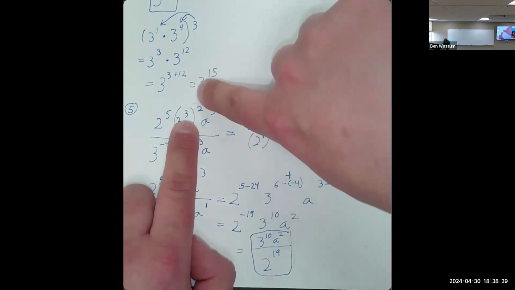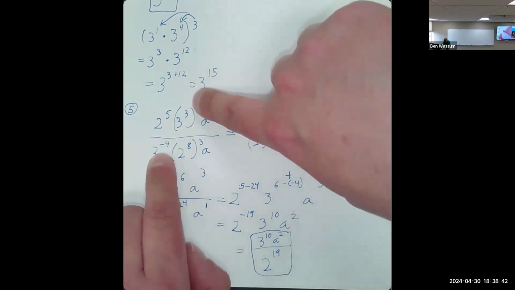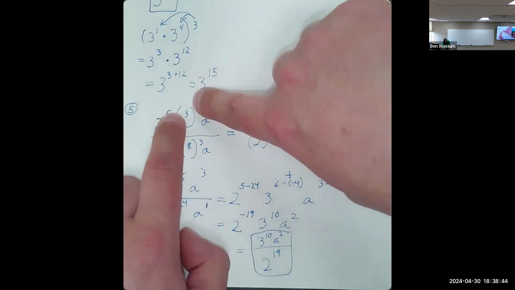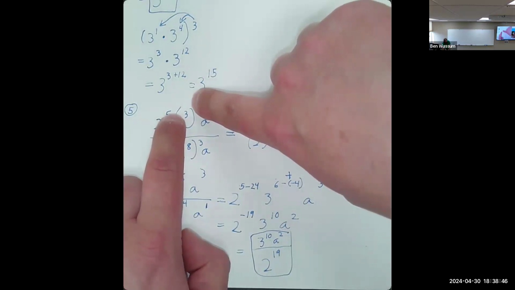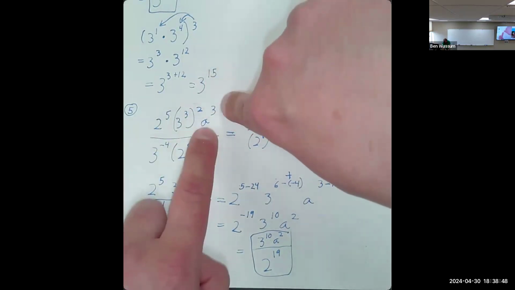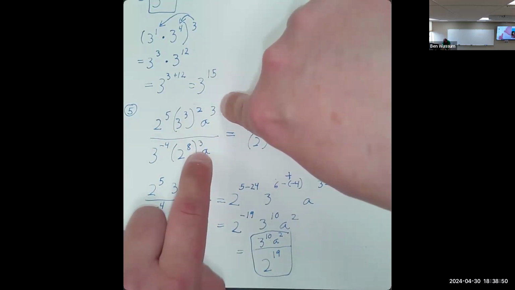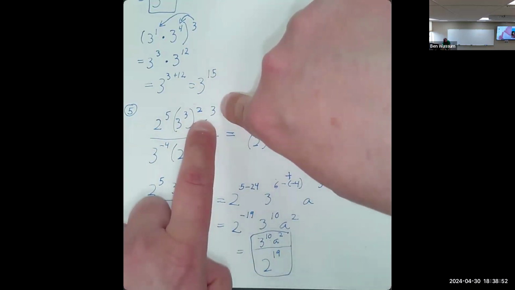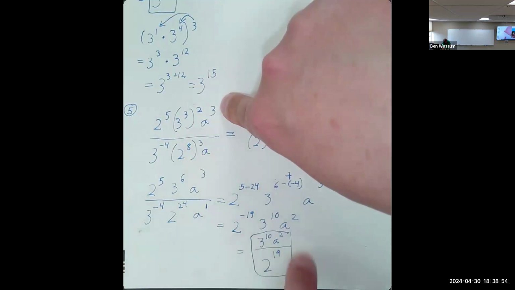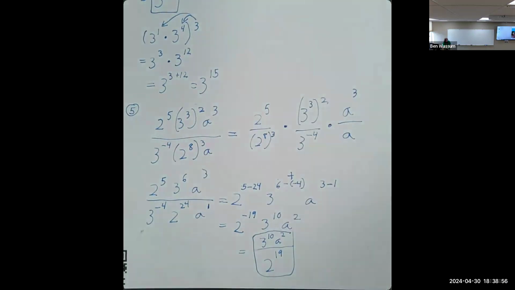Threes, I got 6 up here. I got negative 4 down here. So those negative 4, jump up here. Add to that 6, I'd end up with 10 up here. I got 3 A's here. 1 down here, 1 will cancel, I'll be left with 2 up here. That is exactly what we got.